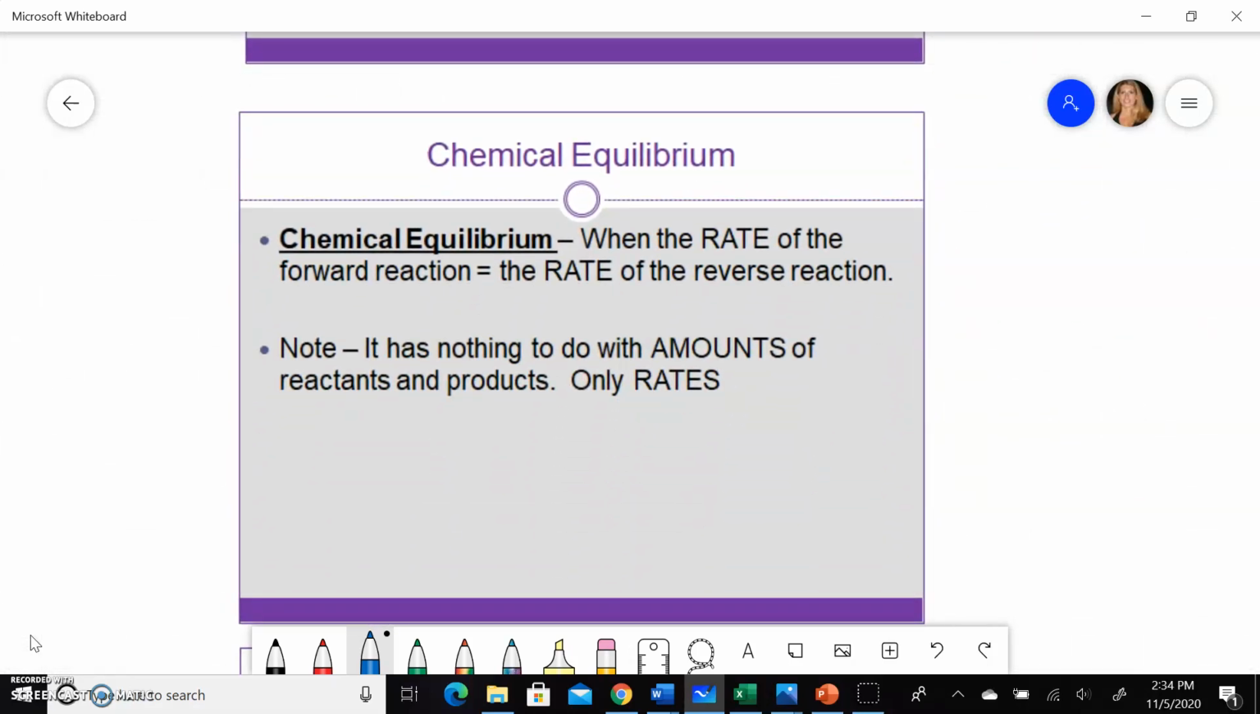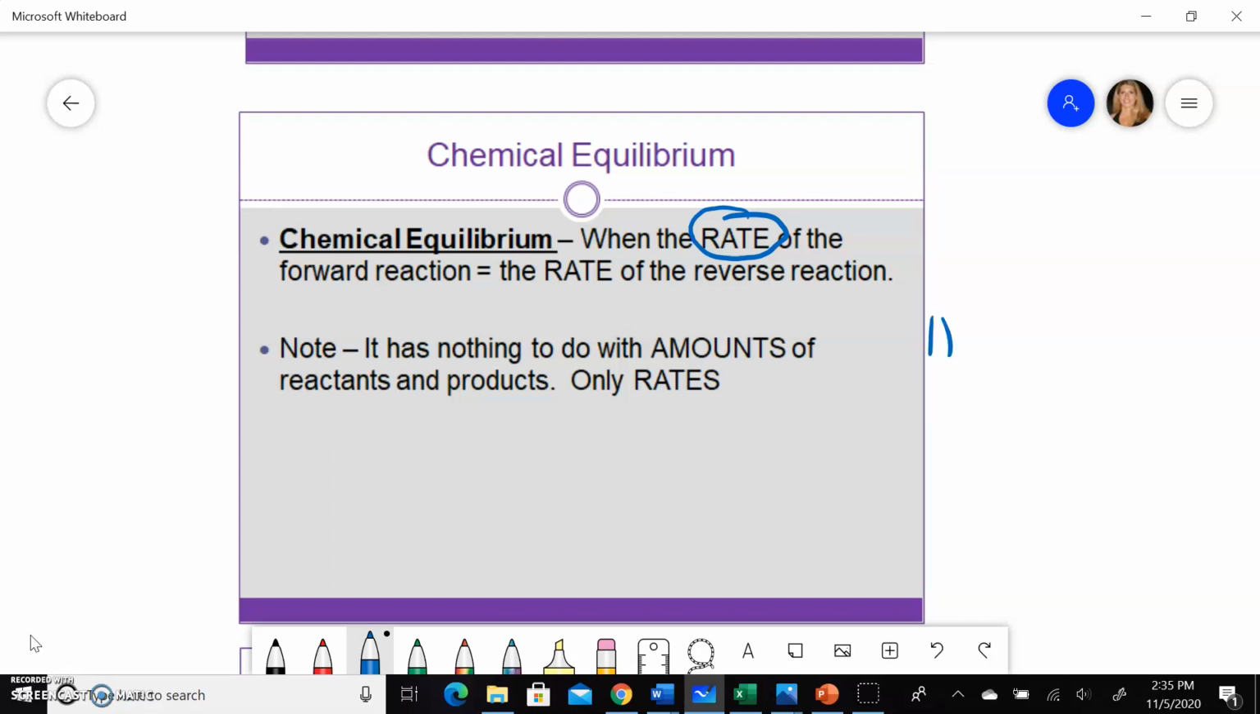And the main idea to remember here is this word, the word rate. So most people see the word equal and they think it has to do with equal amounts, like maybe you have equal amounts of reactants and products. And really what it means is how fast the forward and reverse reactions are going compared to each other. So when the forward reaction is happening just as fast as the reverse reaction, we call it chemical equilibrium.